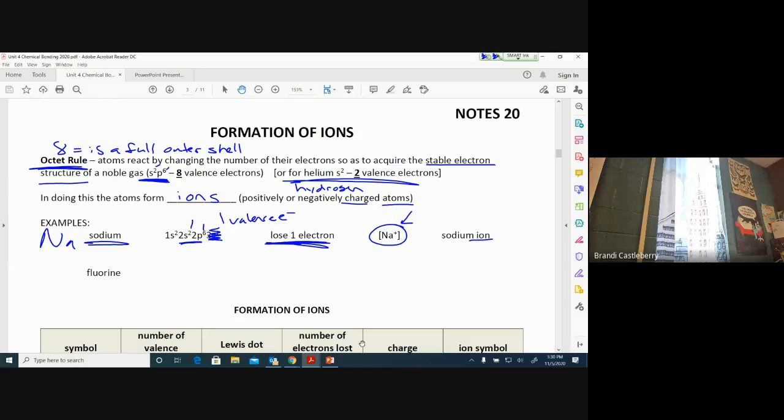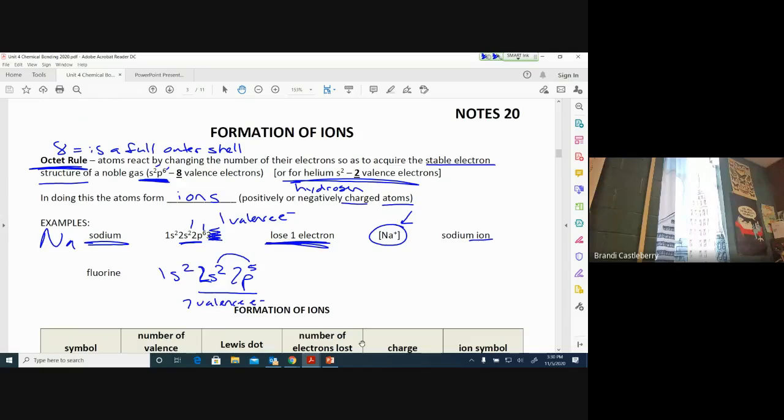All right, fluorine. We're going to do fluorine next. Fluorine is 1s2, 2s2, 2p5. So when I'm looking at fluorine's electron configuration, its outermost shell is a level 2. That's the farthest it goes. In its level 2, it has 2 plus 5 electrons. So it has 7 valence electrons.